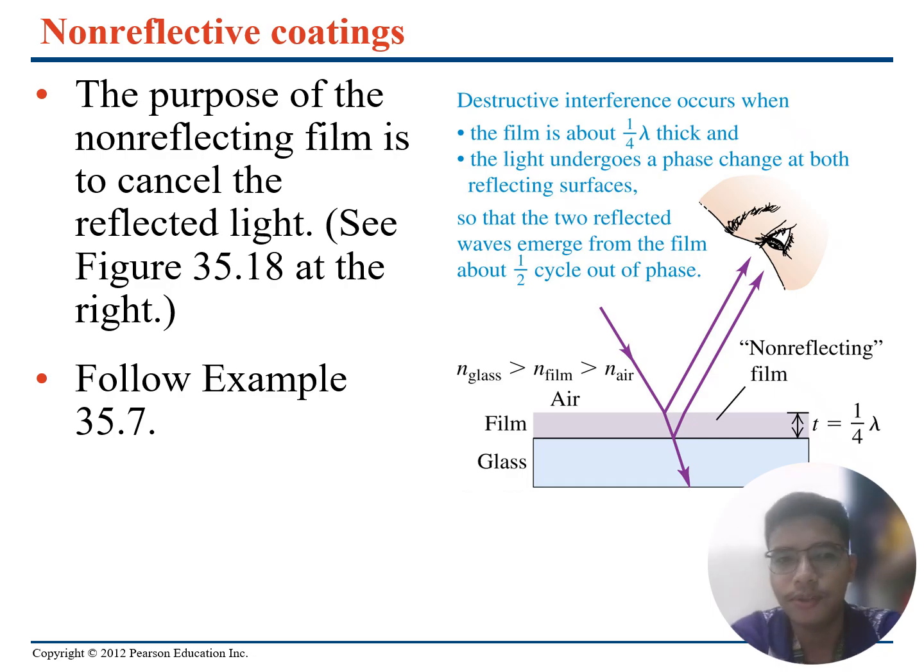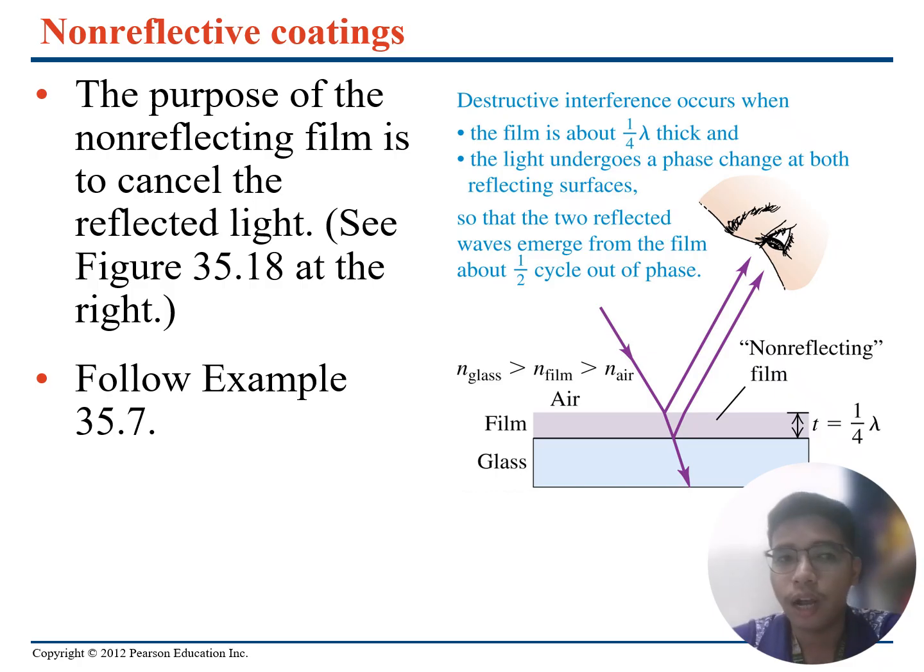Now, moving on to non-reflective coatings. Many optical devices, including cameras, microscopes, telescopes, and eyeglasses, use non-reflective coatings to reduce unwanted reflections. These coatings consist of thin, transparent films carefully chosen so that reflected light waves interfere destructively.